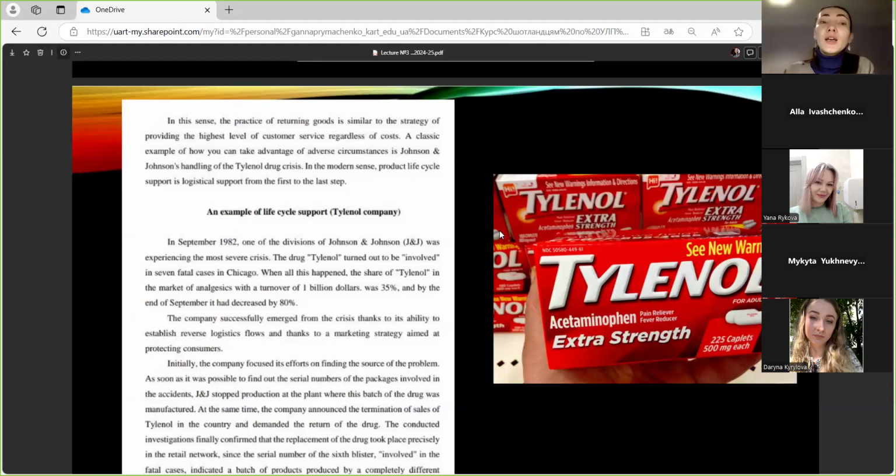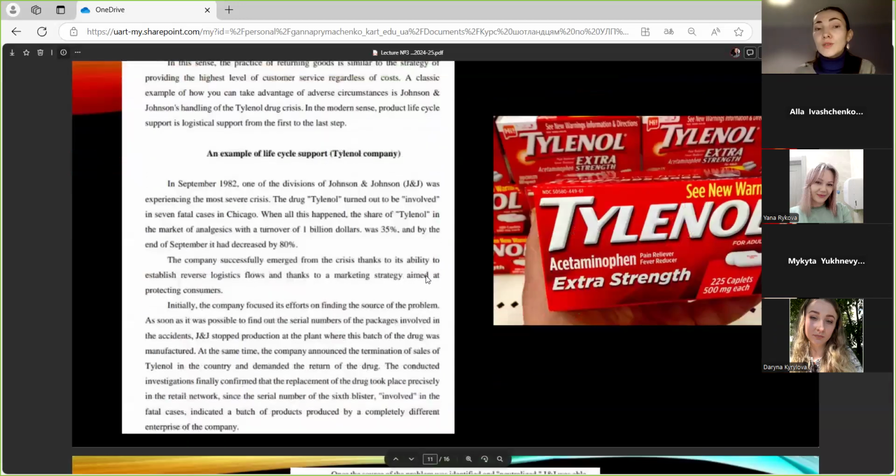In this sense, the practice of returning goods is similar to the strategy of providing the highest level of customer service regardless of cost. A classic example of how you can take advantage of adverse circumstances is Johnson and Johnson's handling of the Tylenol drug crisis. It was a very famous situation in all the news in this period of time. In the modern sense, product life cycle support is logistic support from the first to the last step. So this is an example of life cycle support with the Tylenol company, and we could see this information.